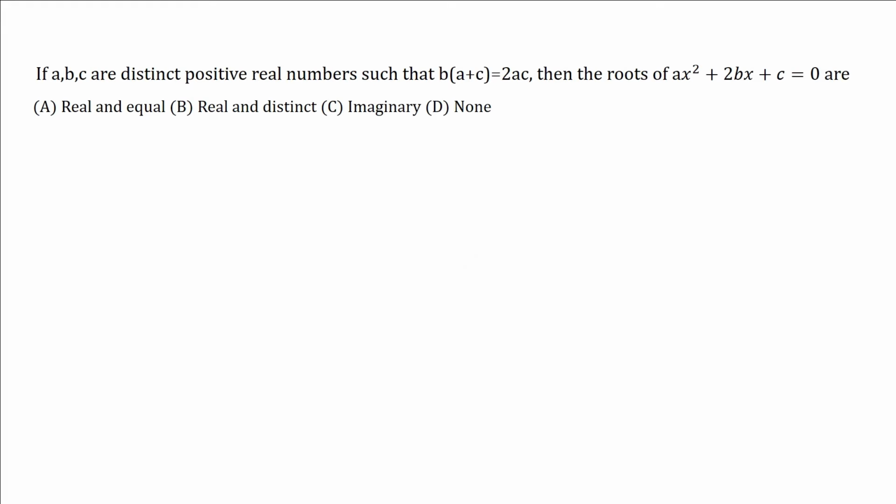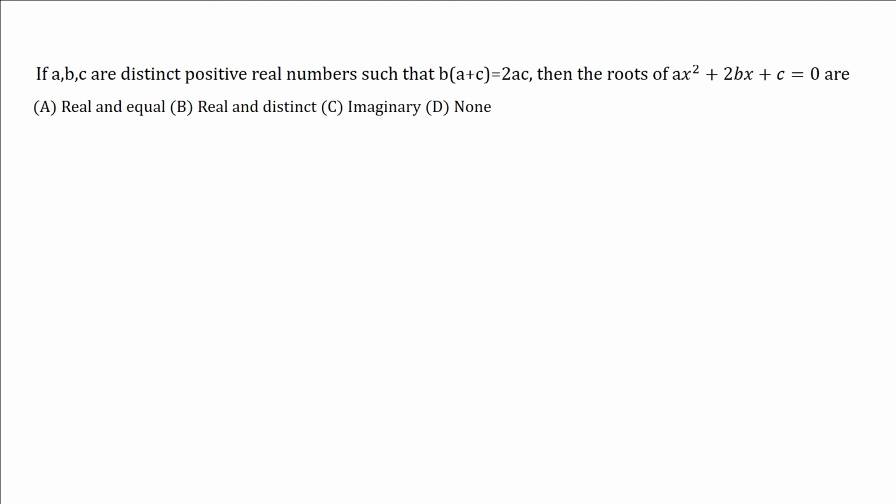Look at this example. If a, b, c are distinct positive real numbers such that b into (a plus c) equal to 2ac, then the roots of ax square plus 2bx plus c equal to 0 are: we have 4 options: real and equal, real and distinct, imaginary, none.